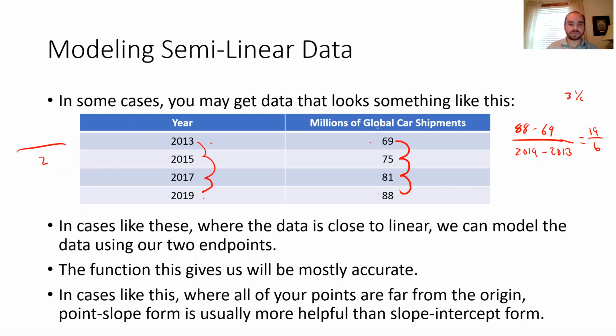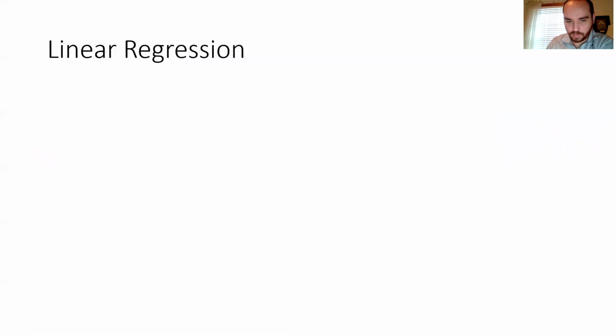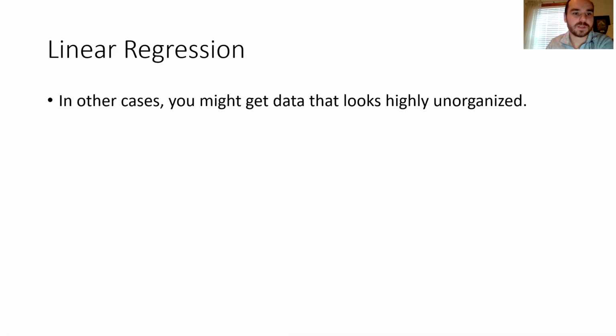Since each of these is 2 years, you would expect it to go up by about 6 1/3. We go 6, 6, and 7, so it models it pretty accurately. In cases like these where all of your points are really far from the origin, point slope form is usually more helpful than slope intercept form. That's for the same reason that we looked at earlier. When you're subtracting those big numbers, it's really helpful to have it just as a point form, so you're getting rid of those extra variables.